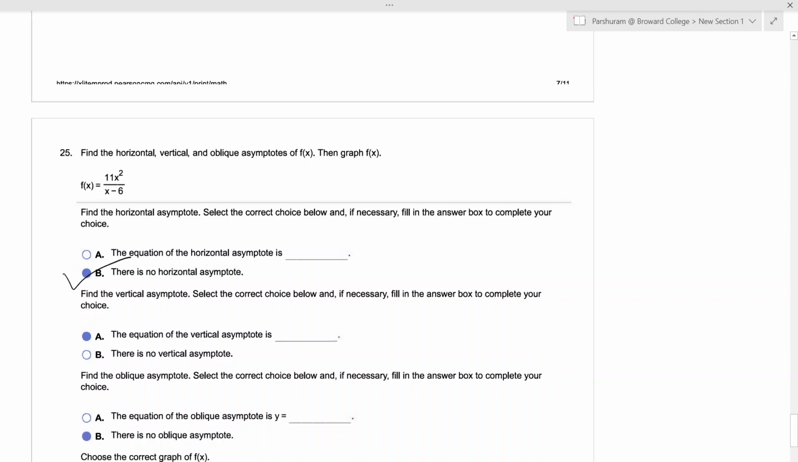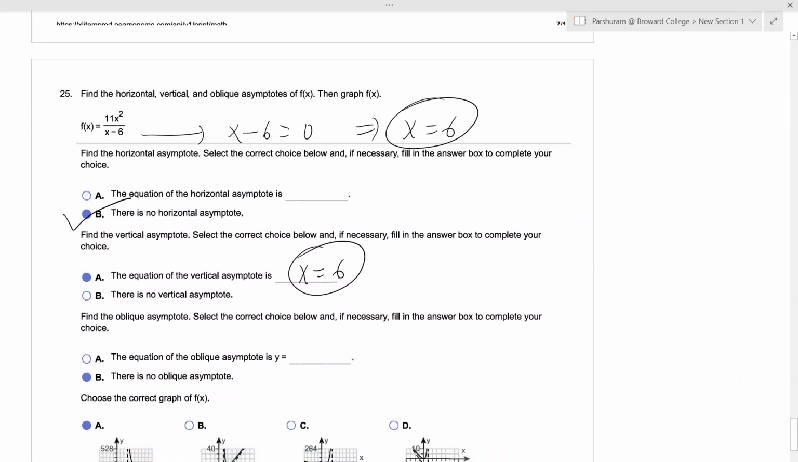For the vertical asymptote, you always equate the denominator with 0 and solve for x. So x equal to 6 is your vertical asymptote. And for the oblique asymptote, that's possible if the degree on the numerator is 1 greater than the degree on the denominator. As you can see, the degree on the top is 2 and the degree on the bottom is 1. So the oblique asymptote is possible. This is not right. Oblique asymptote is possible, and you can find it by dividing 11x squared by x minus 6.